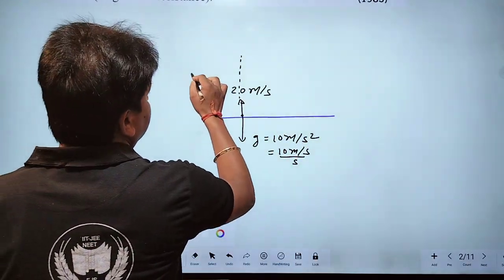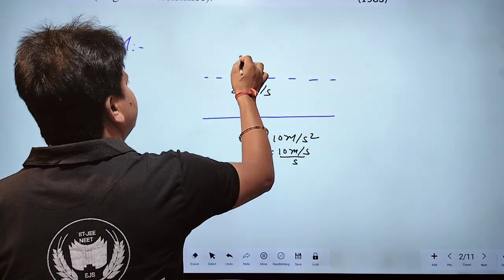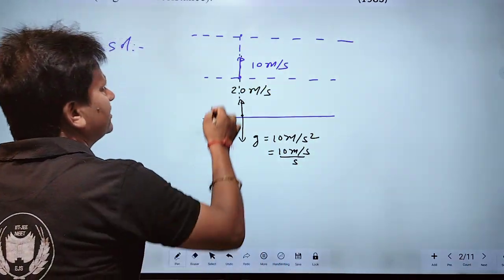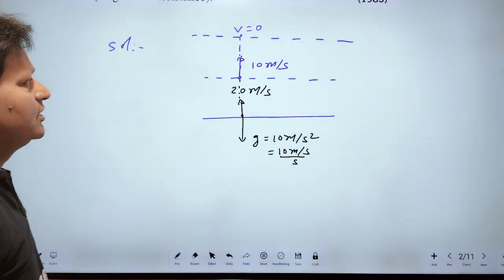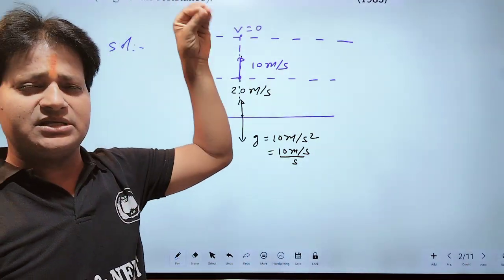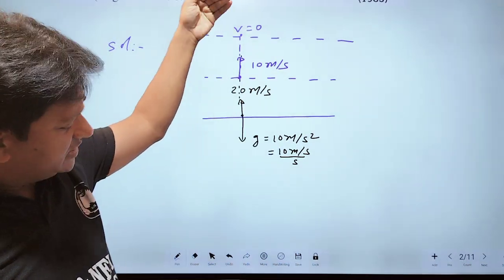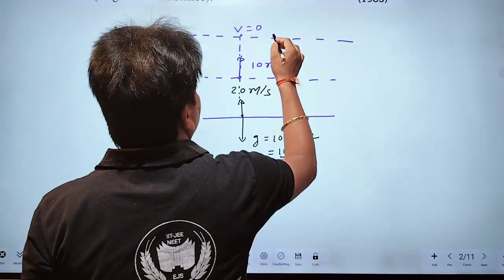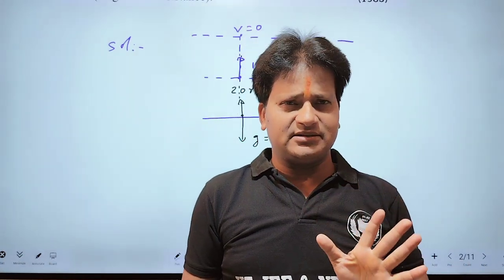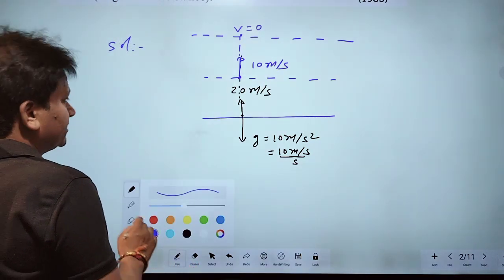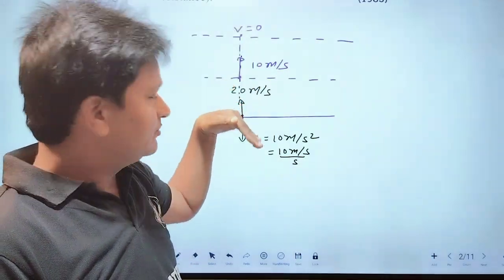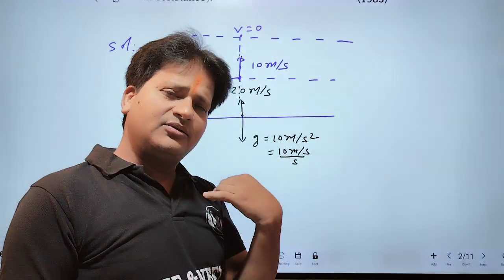Therefore, in the next 1 second, its velocity will become 10 meter per second, and this velocity becomes 0 in a further 1 second. Okay, final velocity will be 0. Now the ball will not move upward because its velocity is 0. Now the ball moves in the downward direction. Whenever the ball moves downward, the directions of velocity and acceleration will be the same, that is, downward. Therefore, the magnitude of velocity of the particle will increase by 10 meter per second in a further 1 second.